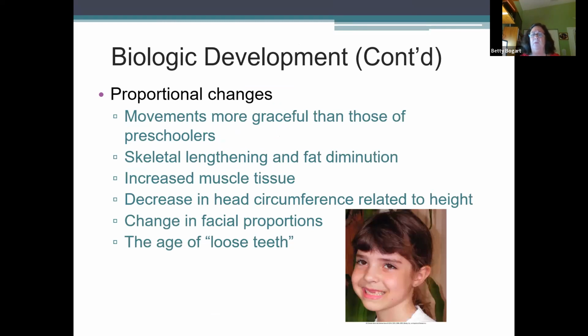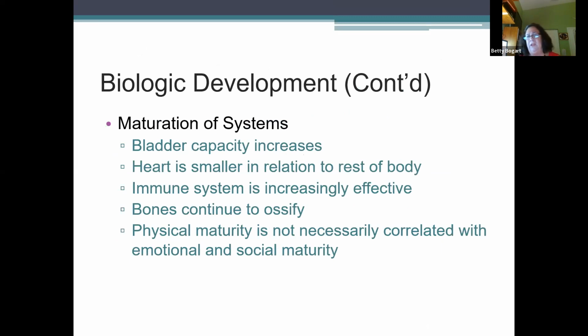Their movements become more graceful, they become more agile. They're starting with their legs longer, the body fat's going away, and they're getting more muscle. The head circumference and height relationship doesn't go there much anymore. As I said, their faces change, of course, from the 6-year-old to the 12-year-old. And I think the beginning, when you see "All I Want for Christmas Is My Two Front Teeth," is that age of all those loose teeth. I think children with missing those 2 front teeth are really cute.